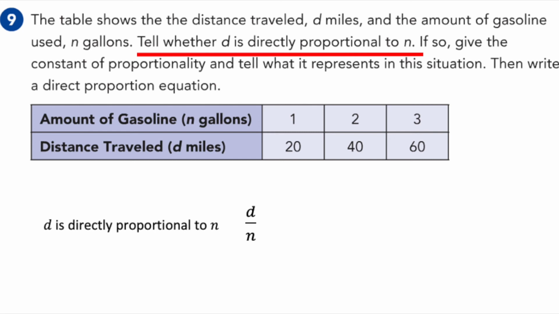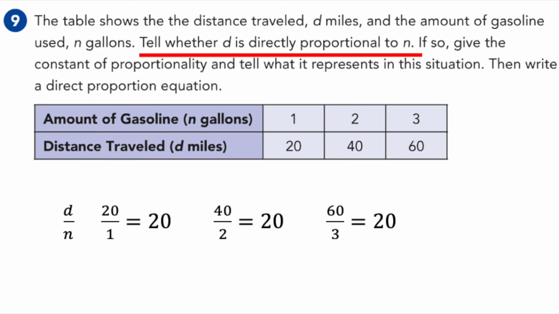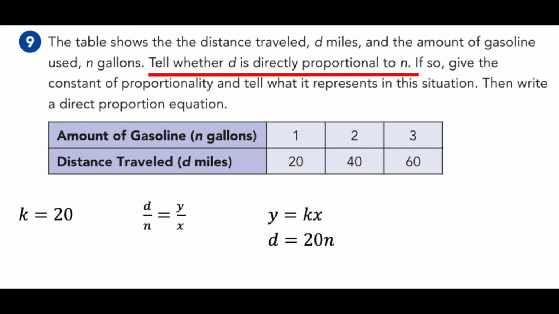Take a moment to divide your d values by your corresponding n values and determine whether there is a constant or not. When we set up d over n, we should have 20 over 1, 40 over 2, and 60 over 3. When you divide your d values by your corresponding n values, you will notice that each quotient is equal to 20. Therefore, we have a constant of 20, and we could represent that as k equals 20.